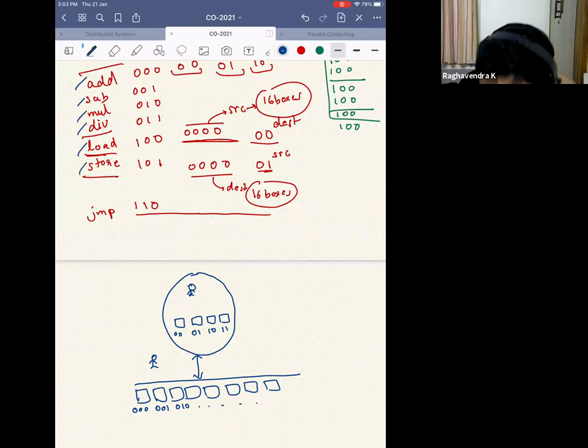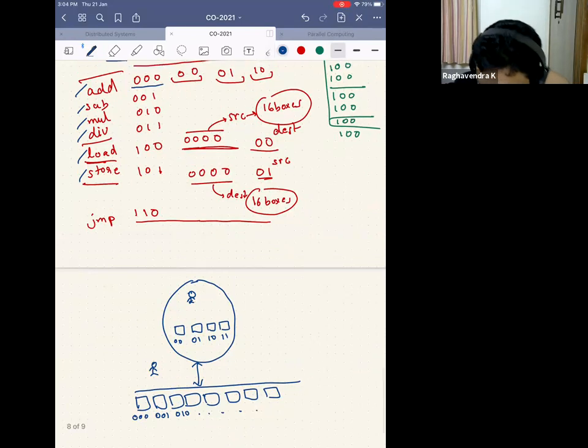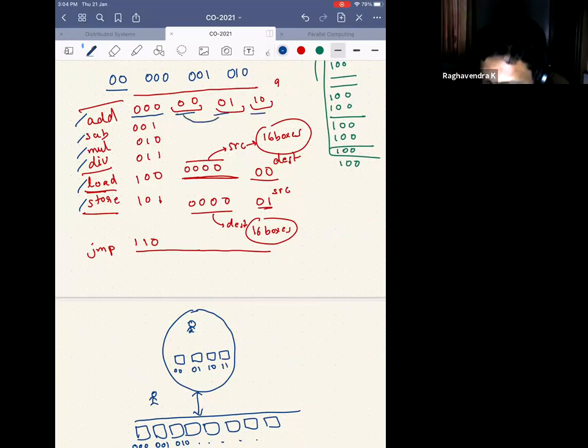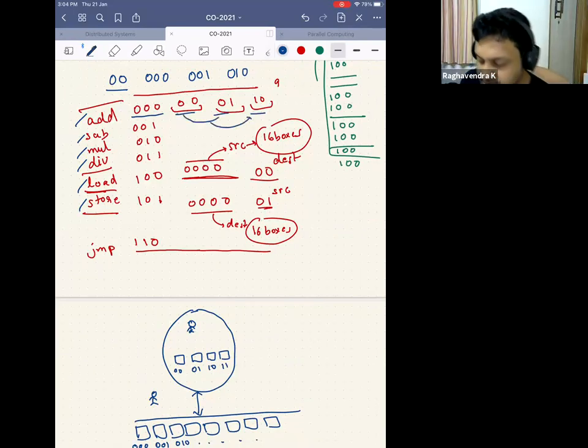So how do we specify this add? Of course, if I go and tell this guy add something, he will not understand. So you will have to tell it in terms of binary numbers. So you say all zeros, then he is ready to add something. But what should he add? That is given by the source one, source two, and destination. So whatever is there in these two sources will be added and returned back to the destination.